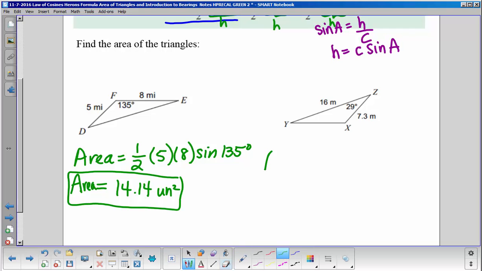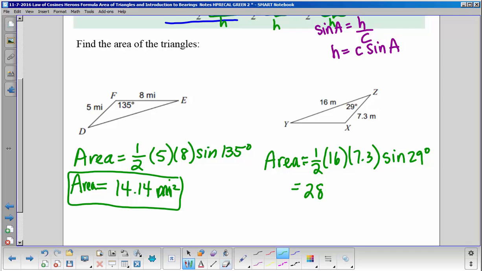The area here: is this a side angle side case? Yes. Oh, and this is miles, so I can put miles here. All right, so it's going to be 1/2 times 16 times 7.3 times the sine of 29. Okay, so that is 28.31 meters squared. Meters squared, very nice.